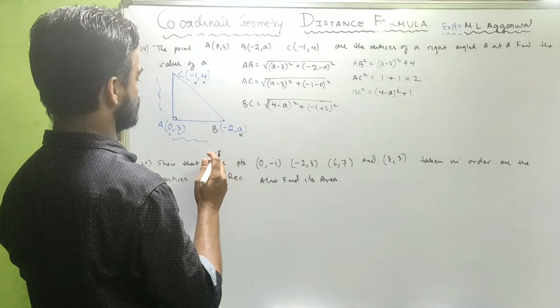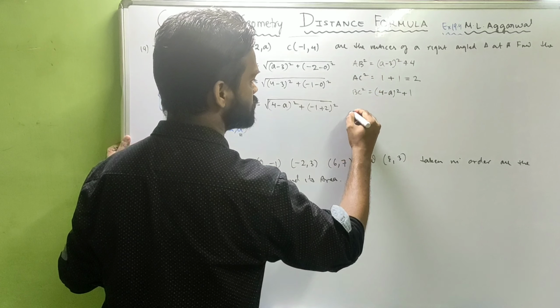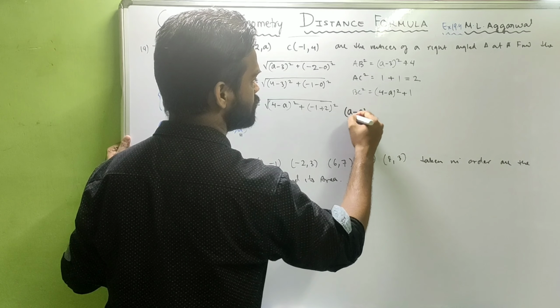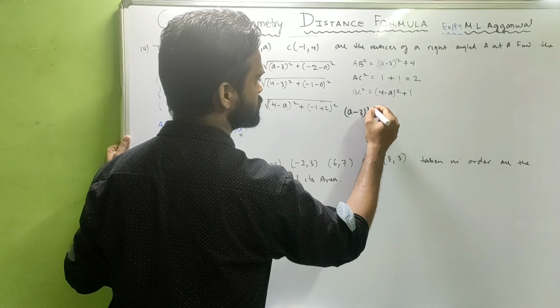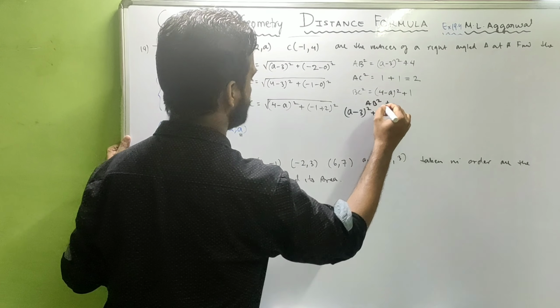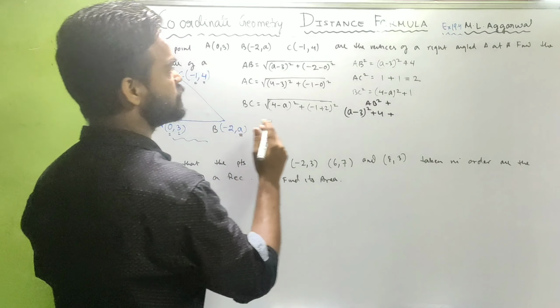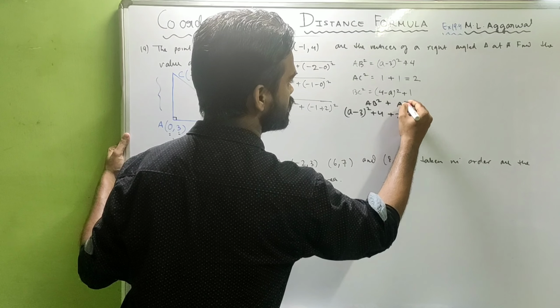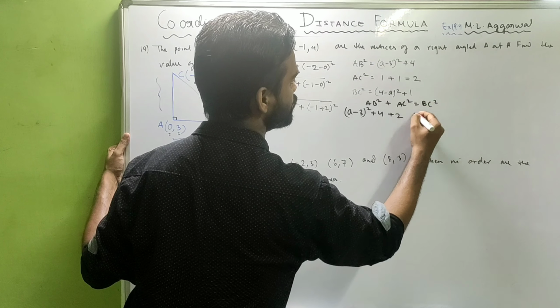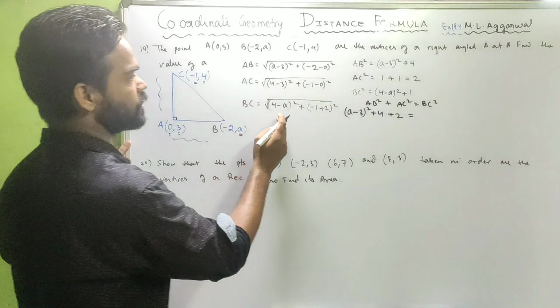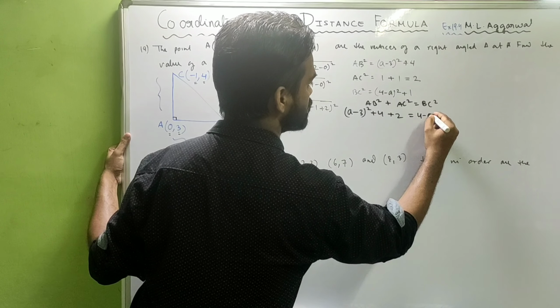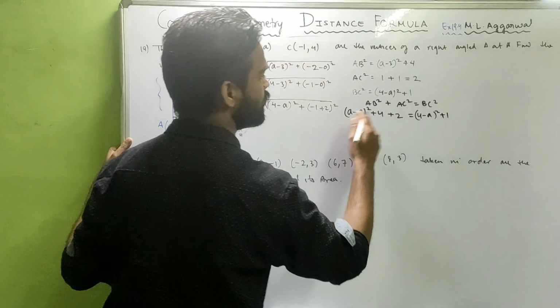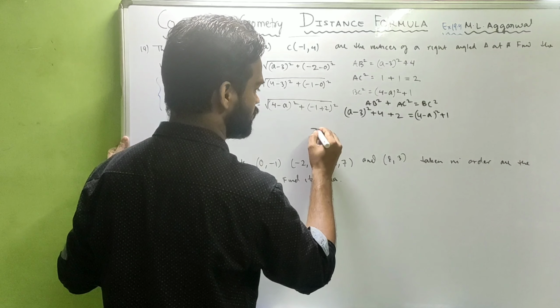So can I write, look over here, AB square, which means (a minus 3) whole square plus 1, plus AC square, which is 2. AB square plus AC square is equal to BC square. BC square is how much? (4 minus a) whole square plus 1. Now we'll simplify this. Look carefully.